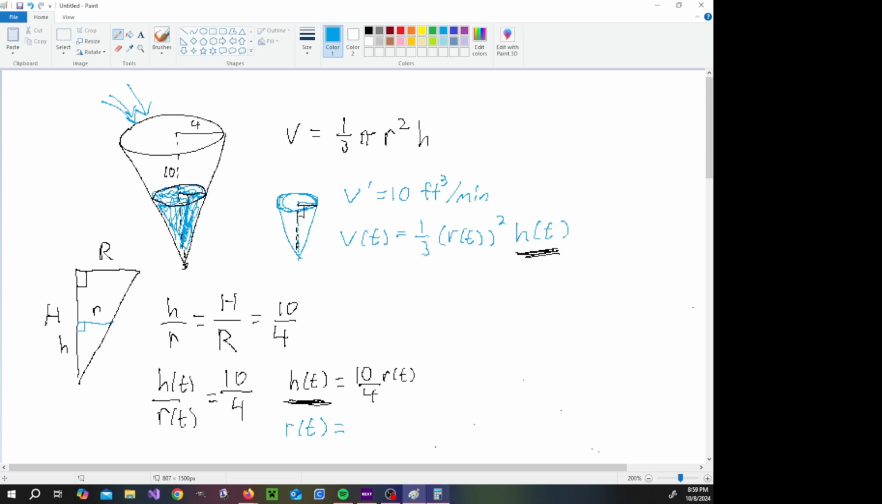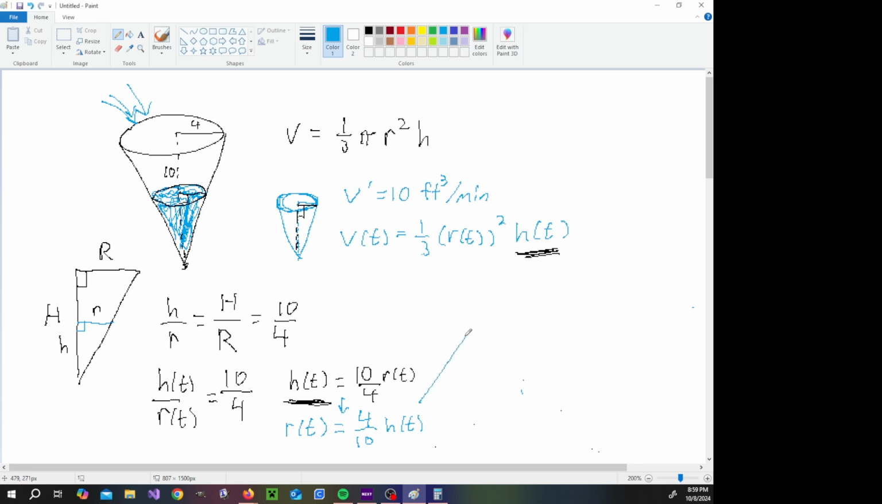Now the way that this is immediately set up is a little tricky, but maybe going from this equation to this one is not too bad. How do we get rid of the 10 over 4? We multiply by 4 over 10. So r of t is equal to 4 over 10 times h of t.